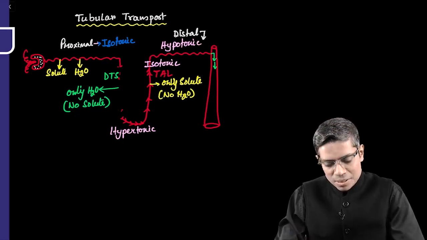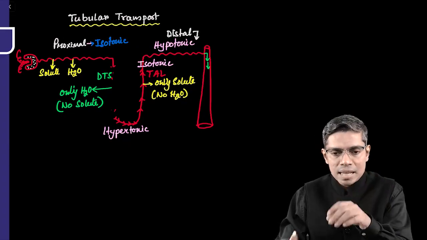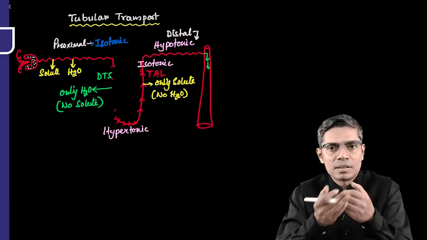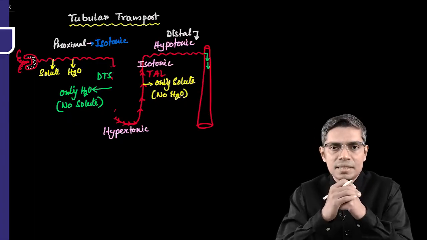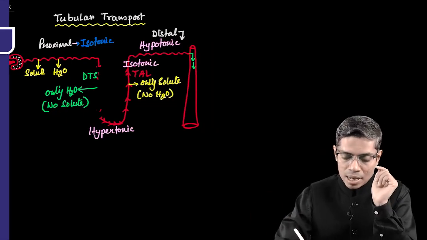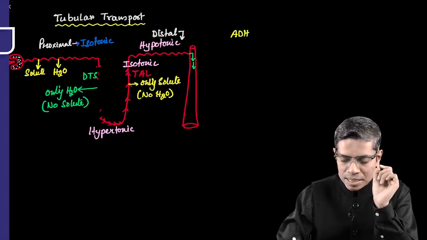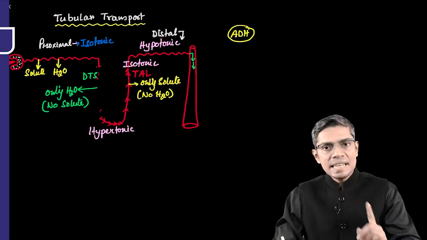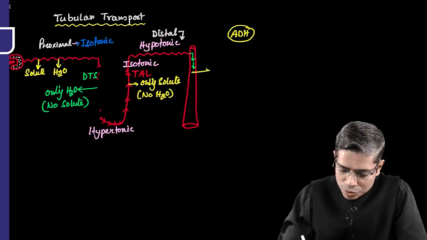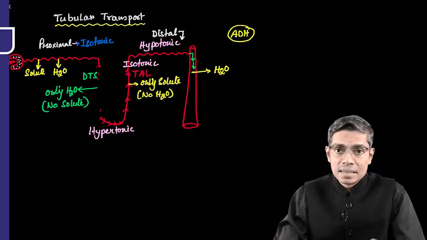Now the question is whether this hypotonic urine which is present in the collecting duct will be excreted as it is, or it will be further concentrated at the level of collecting duct. This decision will be made by the presence or absence of an important hormone, and that is nothing but ADH. So if the ADH hormone is present in blood, the ADH is going to reabsorb a huge amount of water at the level of collecting duct.